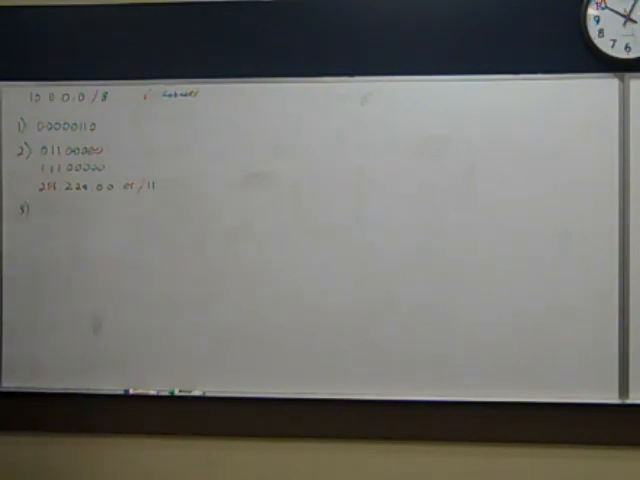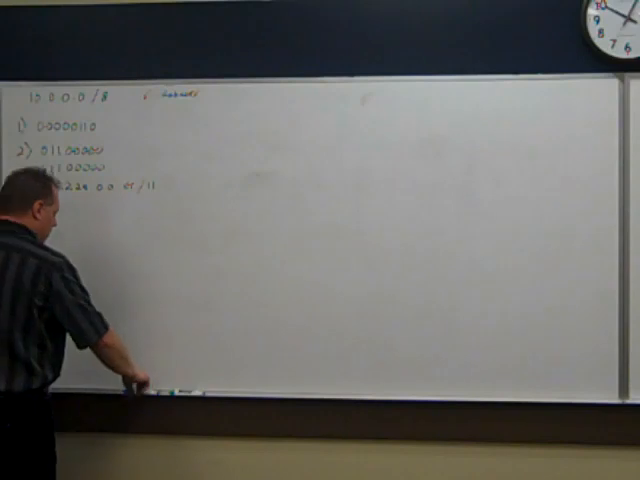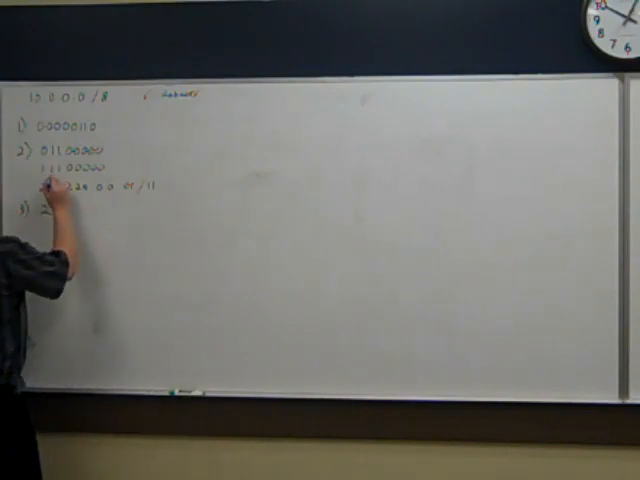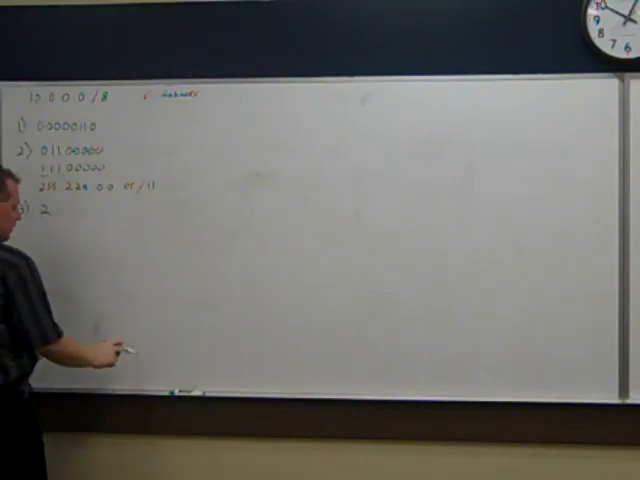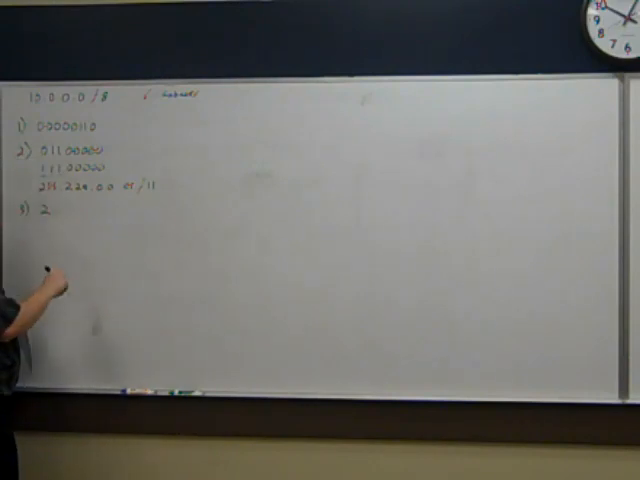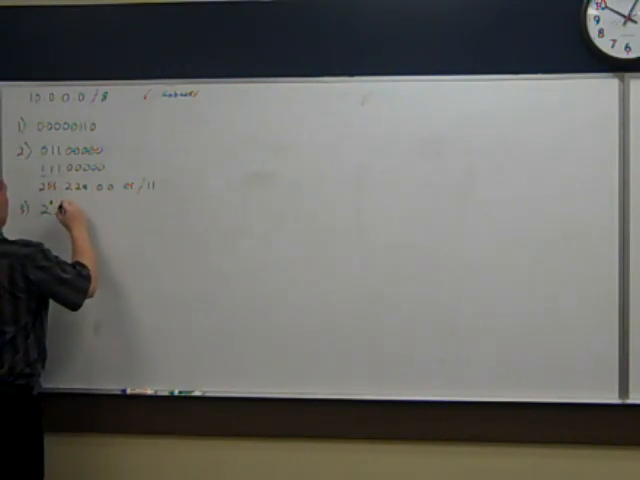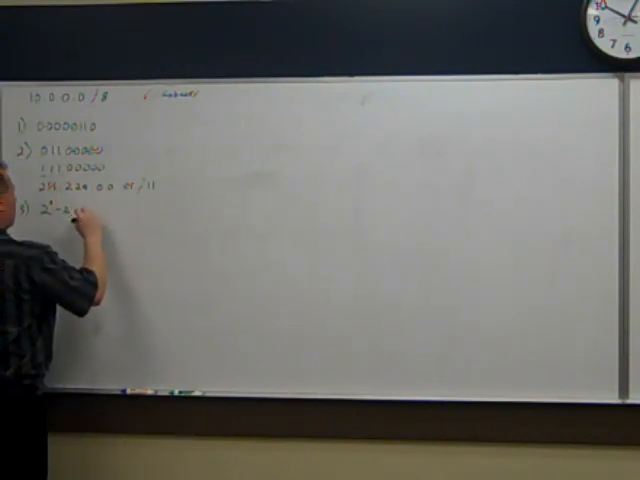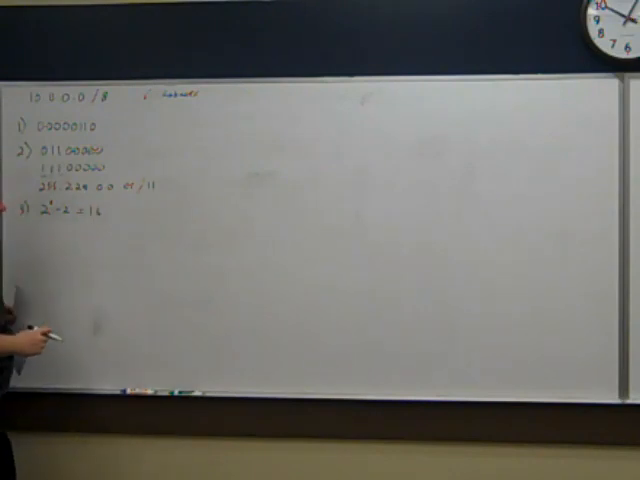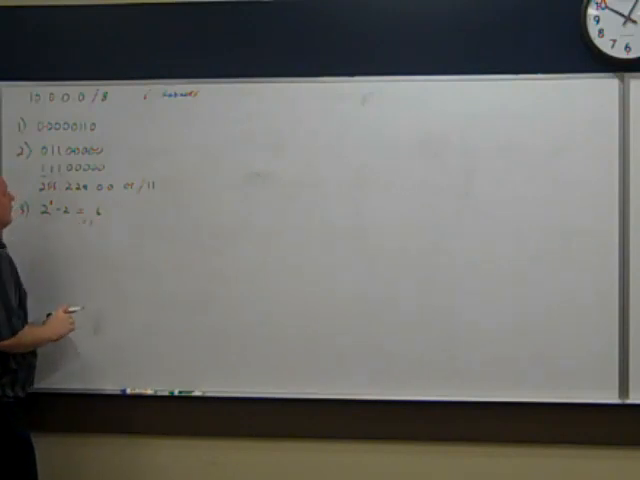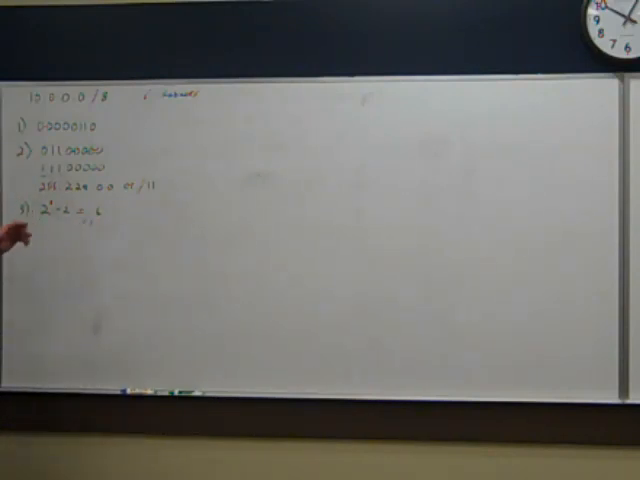Let's figure out how many subnets we're going to get. 2 to the n minus 2, where n is the number of bits borrowed. Remember, we borrowed 3 bits here. So 2 to the 3rd minus 2 gives us 6. This is not 16. That gives us 6. That's exactly what we wanted, so check.